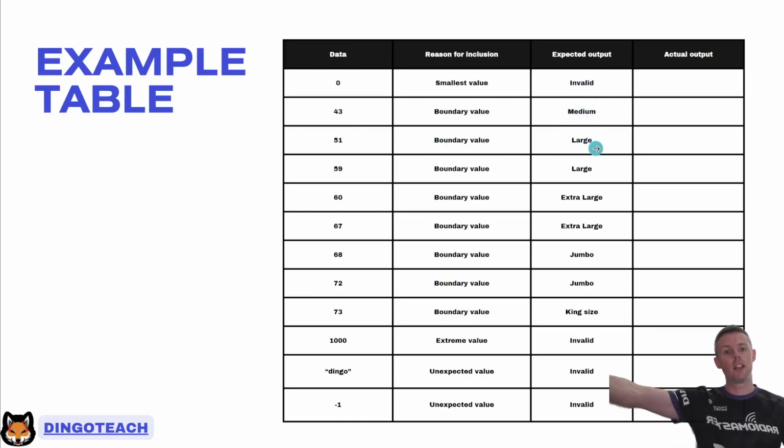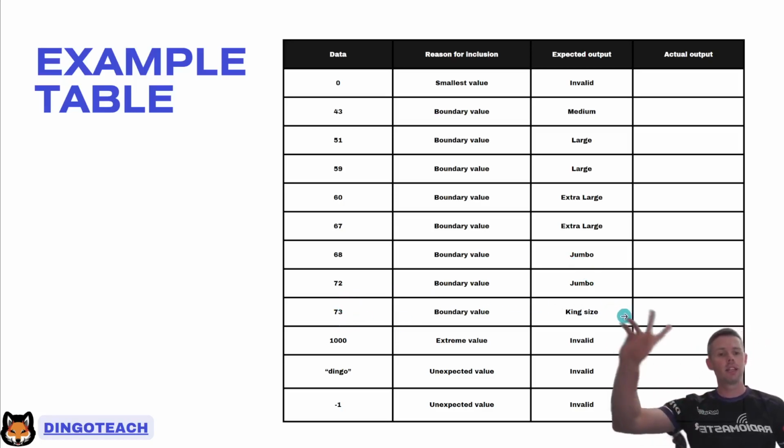51 is the cusp of the large. 59 is the other side of the large. I think I forgot to put the other medium in, but this is big enough. 60 and 67 are both boundaries at extra large. These two are the boundaries for jumbo. And then 73 should be the king.